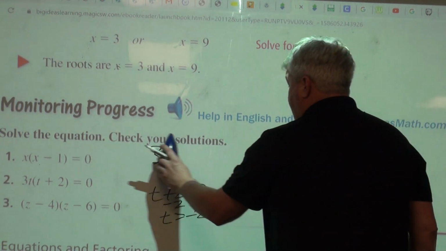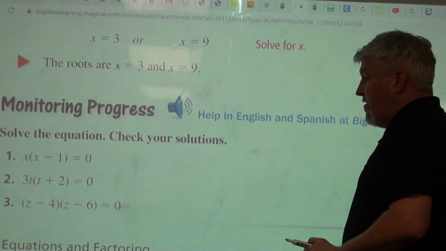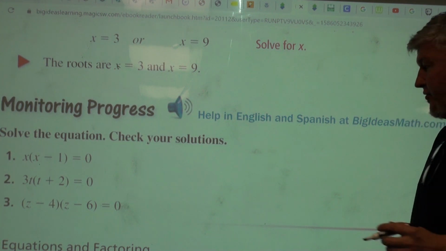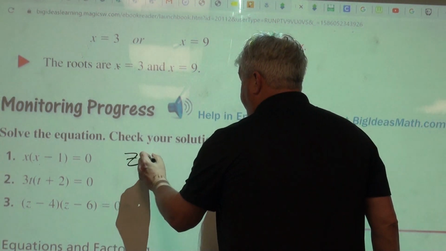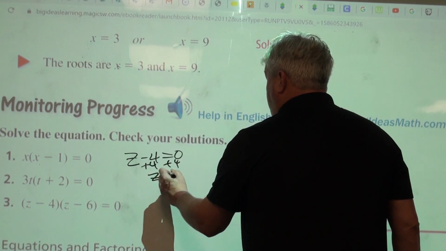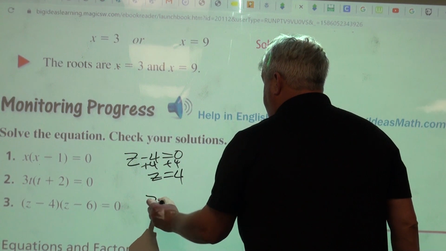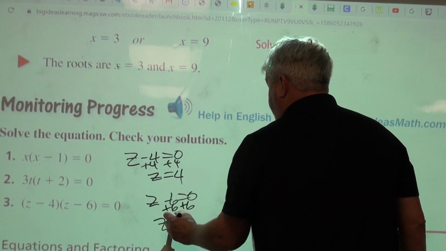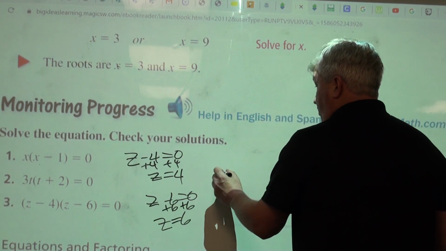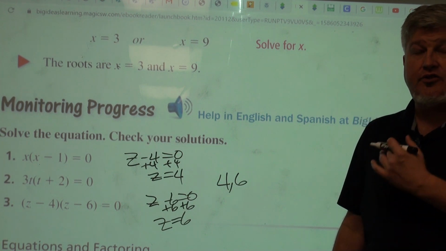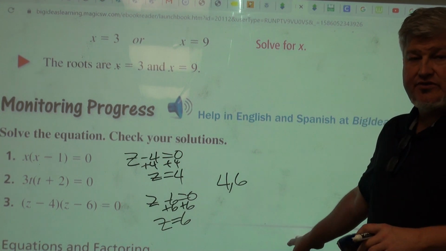All right? And the last one, number 3, (z minus 4) times (z minus 6) equals 0. Set those both equal to 0. z minus 4 equals 0. Add 4 to both sides. z equals 4. Or z minus 6 equals 0. Add 6 to both sides. z equals 6. So your answers are 4 and 6. Those are your two possible answers for this polynomial equation that is set equal to 0.